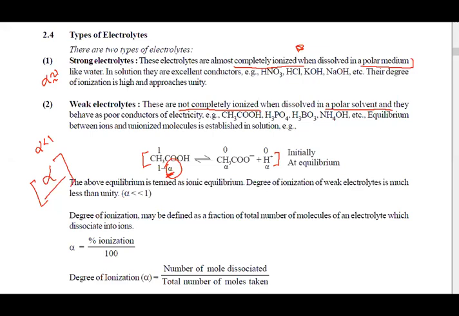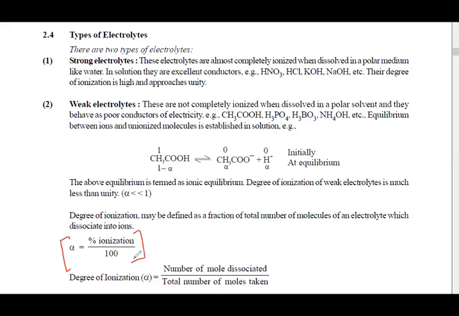Now, you can see that in some cases alpha will be represented as H or S. What will change is the type of reaction, but the meaning of alpha will remain the same. So what is alpha? It is the amount dissociated divided by the total amount taken, X by A.